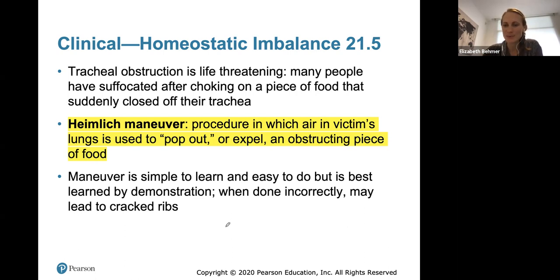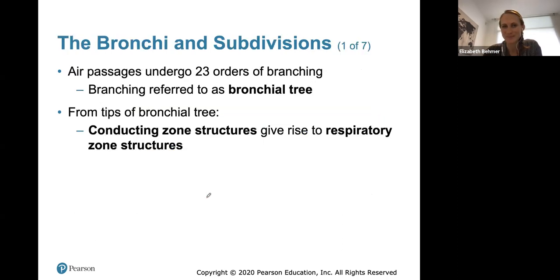And the maneuver is simple and easy to do, but it's usually best learned by doing a demonstration in real time. You can look it up on YouTube as well, because when done incorrectly, it could lead to cracked ribs. So I won't teach you how to do it here.